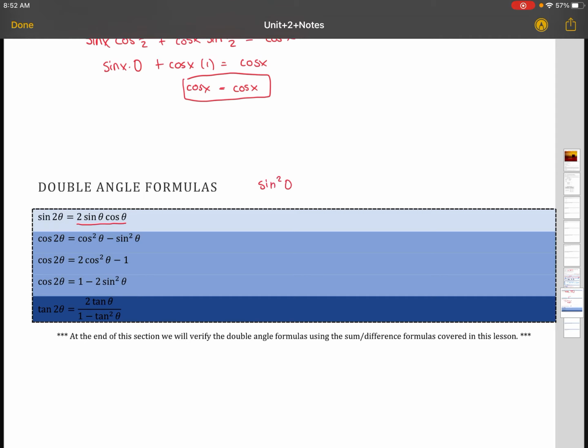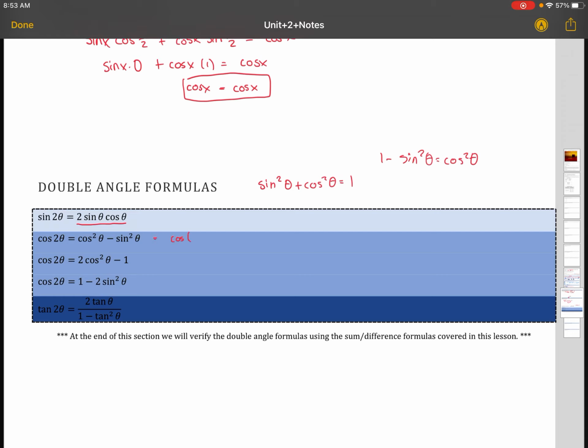So remember that identity: sine squared theta plus cosine squared theta equals 1. You can manipulate that equation to get, here, 1 minus sine squared theta equals cosine squared theta. And so we'll talk about how we get these other formulas.